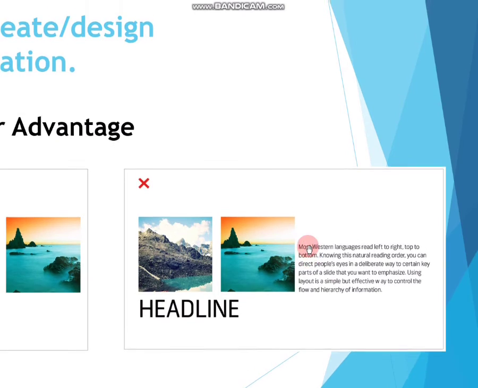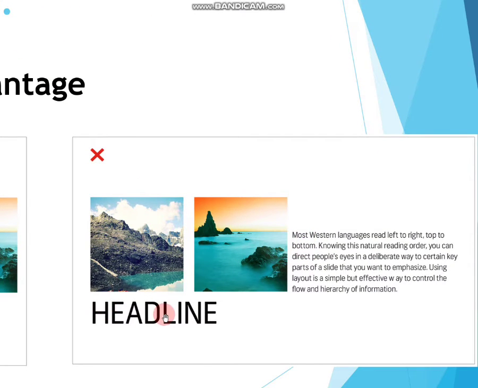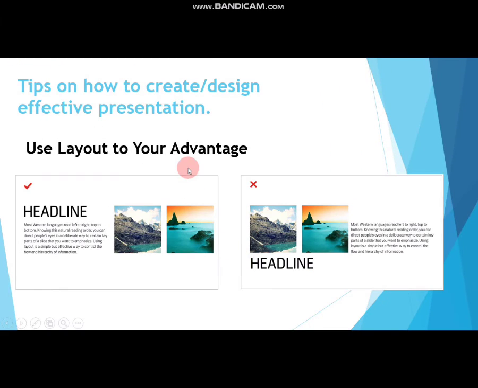Unlike this one, the title is down here at the bottom, the information is on the right, and the photo is on the left. So it is not the natural reading order of us people, and it is not very effective to control the flow and visual hierarchy of information. It is very hard. You don't know where the title is, or which information goes next to each other. So that is usually at your advantage.